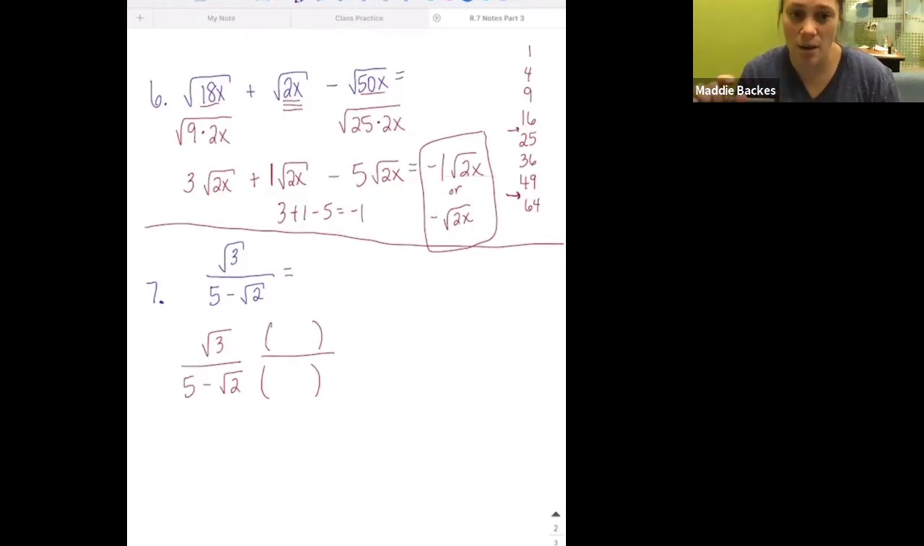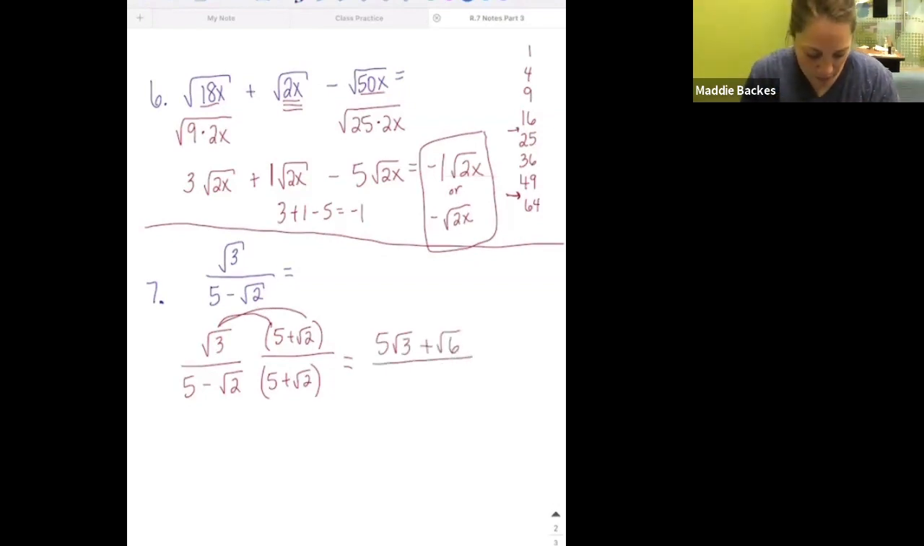So take our denominator, 5 minus square root 2, and we're just going to change the sign. So it's going to be 5 plus square root 2. Again, I got this conjugate by taking my denominator and changing the sign from a minus to a plus. Okay, on the top, we're just going to distribute square root of 3. So we get 5 square root 3 plus square root 6.